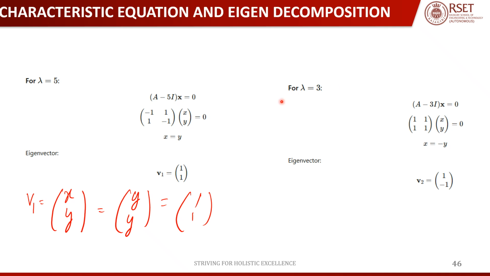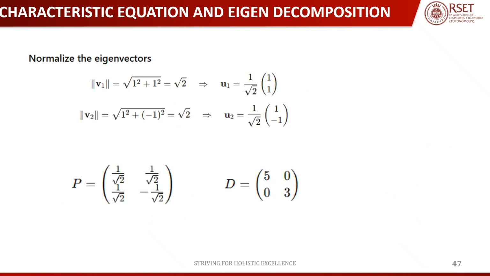Okay, and now similarly we'll take lambda equal to 3, and we have A minus 3I into x equal to 0. So we have the matrix, where instead of lambda we substitute the value 3. So we have the matrix 1, 1, 1, 1. When multiplying, we have x equal to minus y. So here the eigenvector will be minus y, y. Let us take y to be arbitrary, negative 1. So when y is equal to negative 1, the first entry will be 1 and the second entry will be negative 1. So this is our next eigenvector.